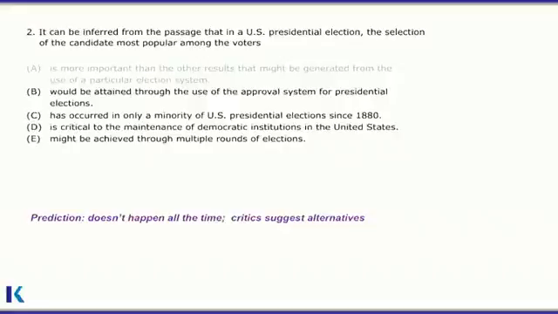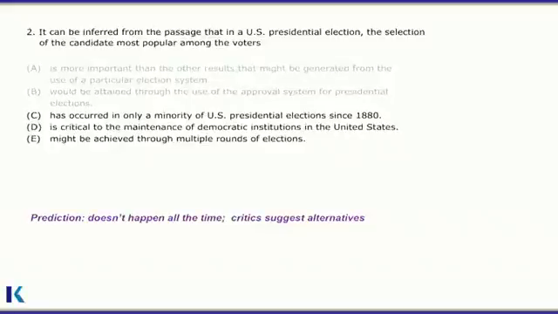Choice B can be tempting. The passage certainly suggests the approval system as an alternative. However, there are problems with it. It can be confusing, and it doesn't guarantee electing the most popular candidate. This is too extreme to be the correct answer in this case.